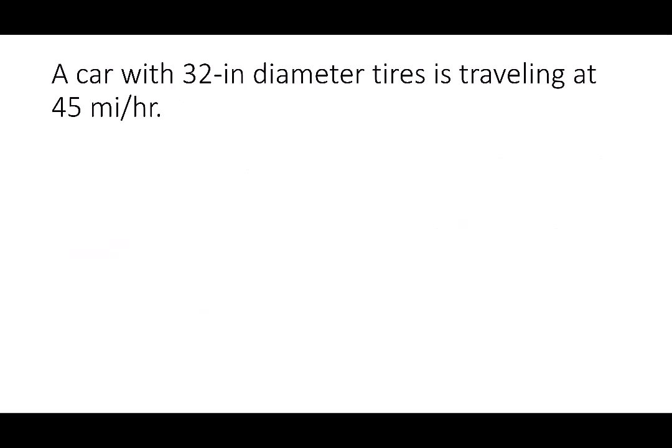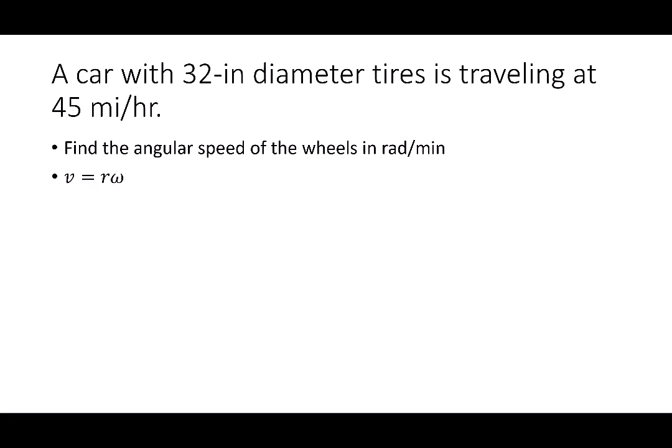Our last problem says a car with 32-inch diameter tires is traveling at a rate of 45 miles per hour. We want to find the angular speed of the wheels in radians per minute. Let's start by looking at our formula. V is equal to r times omega. We know that v is 45 miles per hour, and we can find r because we have the diameter of the tires. We just need to find omega, the angular speed. We can isolate omega by dividing the velocity by the radius.